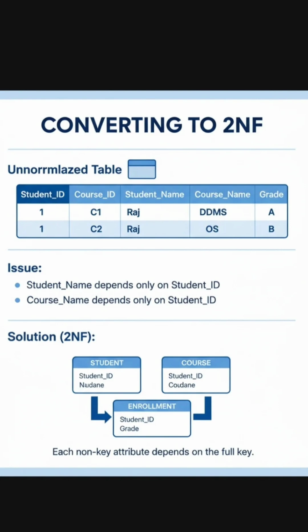And to connect these two tables, we require one more table like enrollment, where we can keep the primary keys of both tables, and the grade, which is left from the original table, we can include here.